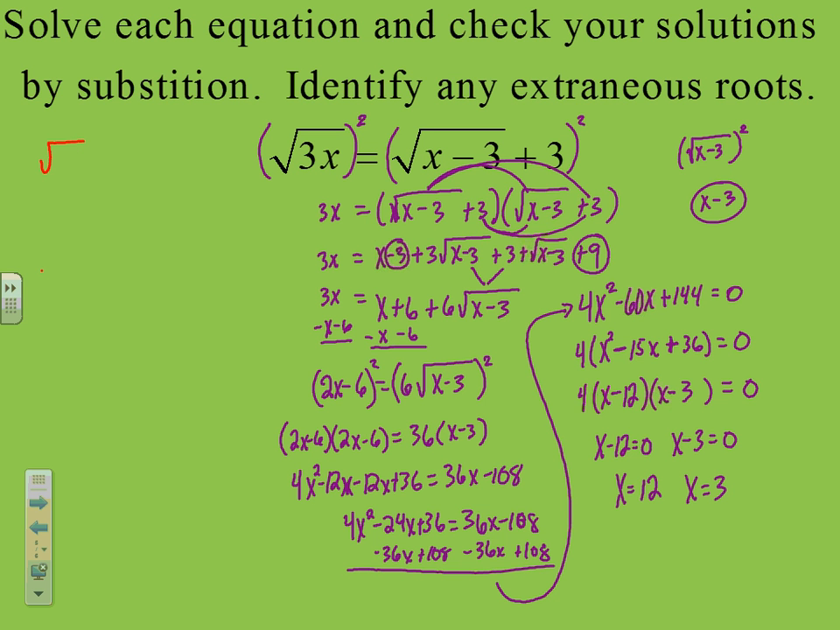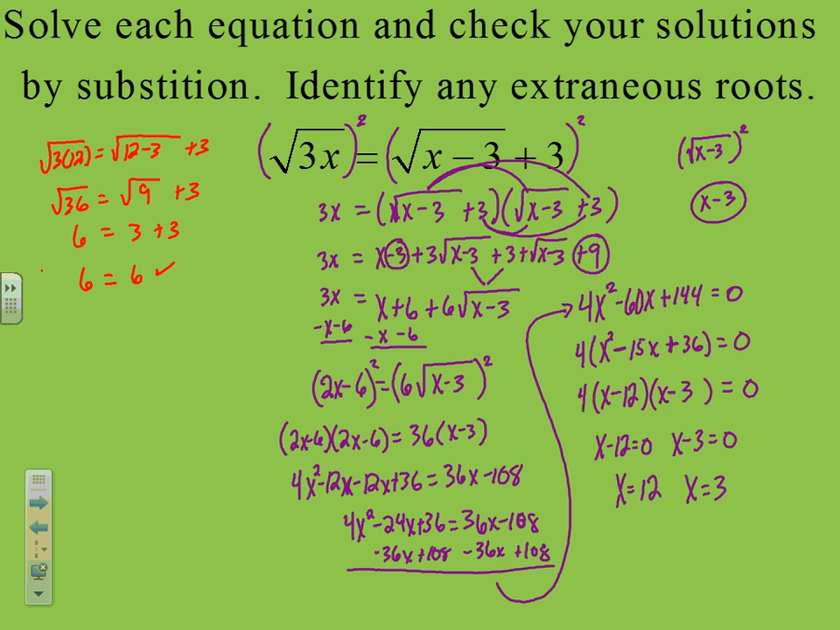So if I say the square root of 3 times 12 to be equal to the square root of 12 minus 3, plus 3, and see what we get. Well, here on the left side, we're going to get the square root of 36, and here we're going to get the square root of 9 plus 3, so this is 6 will be equal to 3 plus 3, so 6 is equal to 6. So that worked out. The 12 is a good solution.